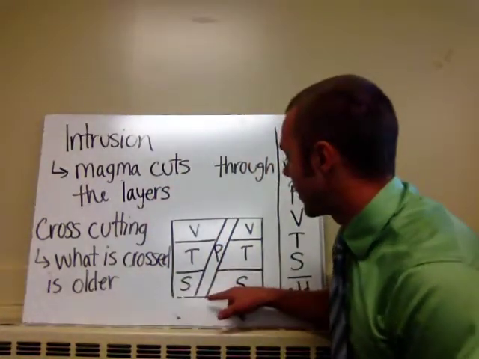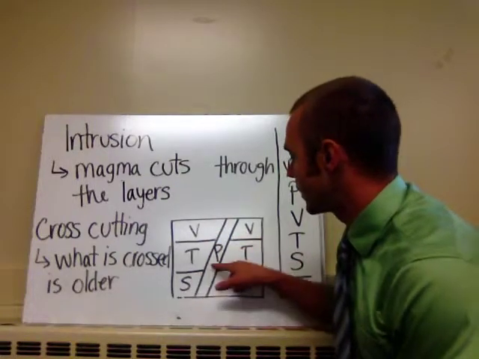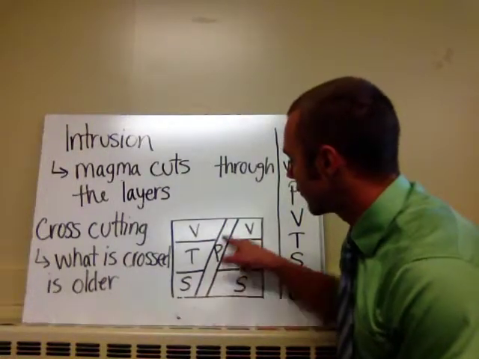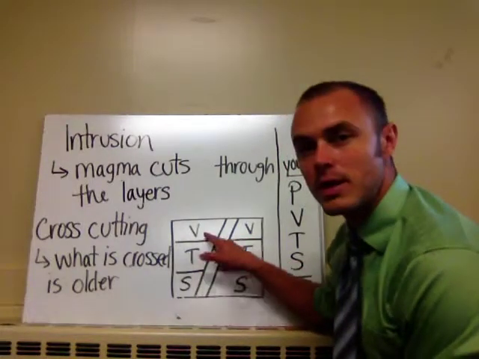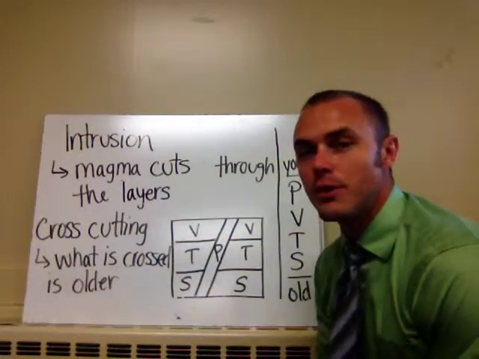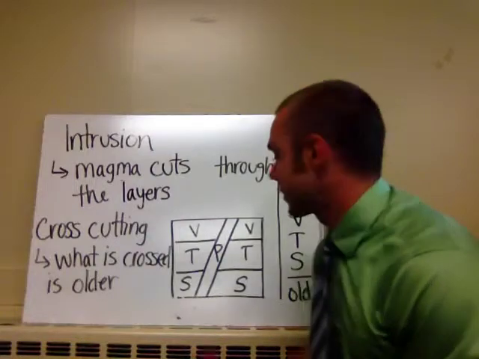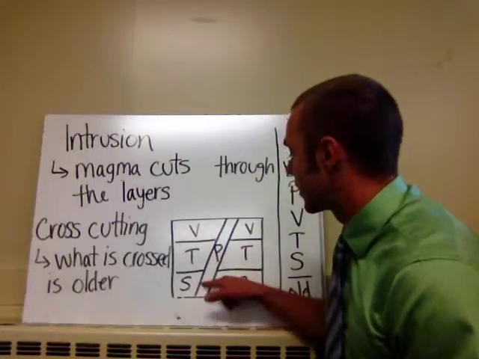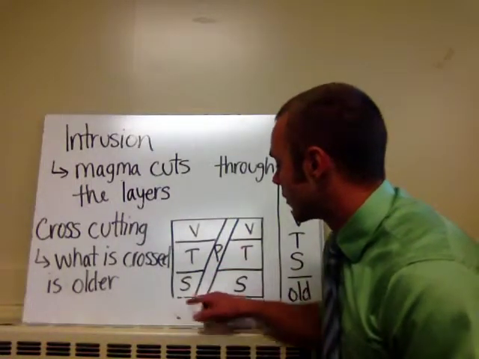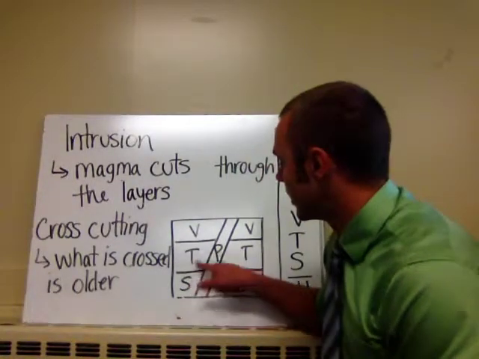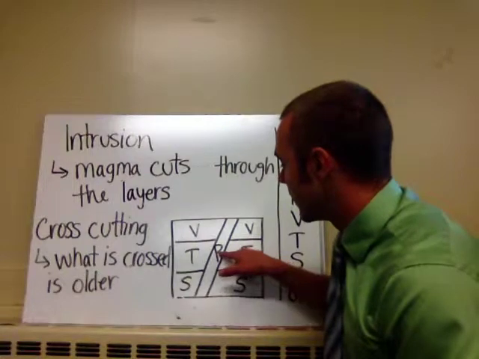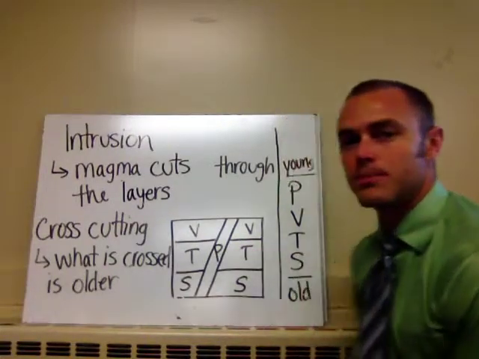So here we have layers V, T, S, and P. Well, P is our intrusion, and it cuts through S, T, and V. If it cuts through them, that means it is the youngest rock layer because it cuts through all of them. So to put them in order, we would say S because it's at the bottom, T, V, and then P because P cuts through them.